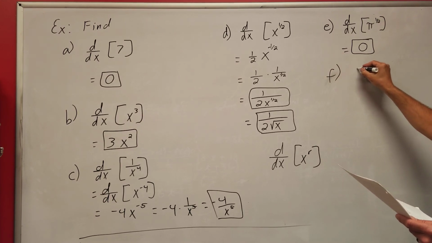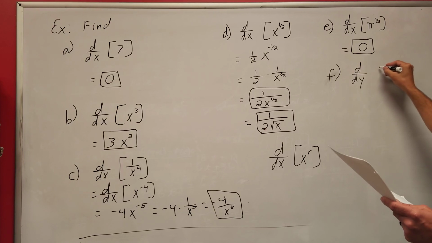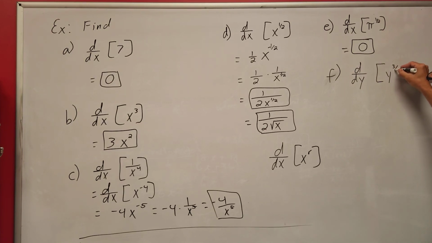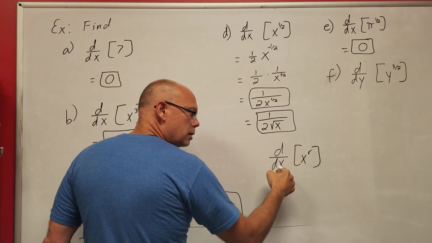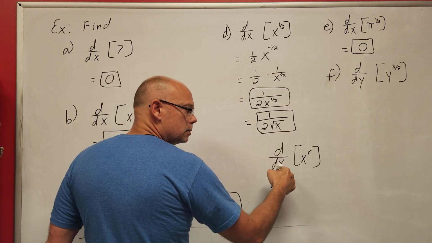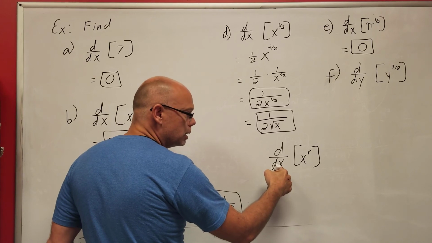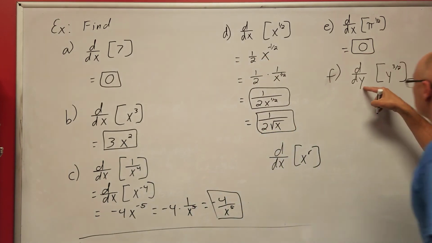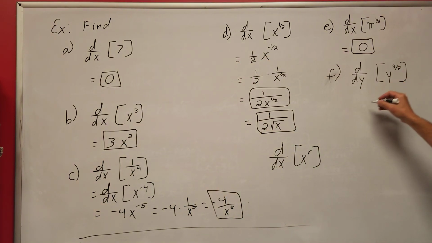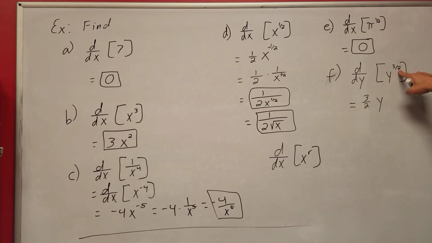F, we're going to have the derivative with respect to y of y to the 3/2. Now, this power rule still works because it doesn't matter if it's x here or y here or z here, whatever, as long as this matches the variable on the inside. Notice the derivative with respect to y matches the y there. So I'm going to use that power rule. I'm going to say 3/2 times y, and then subtract 1 from that. What's 3/2 minus 1? 1/2?